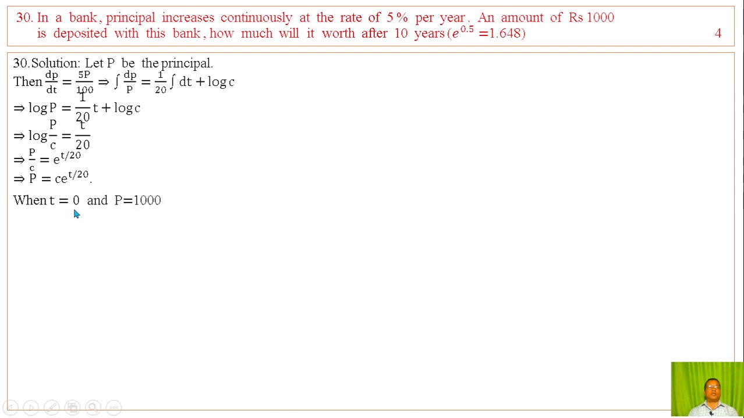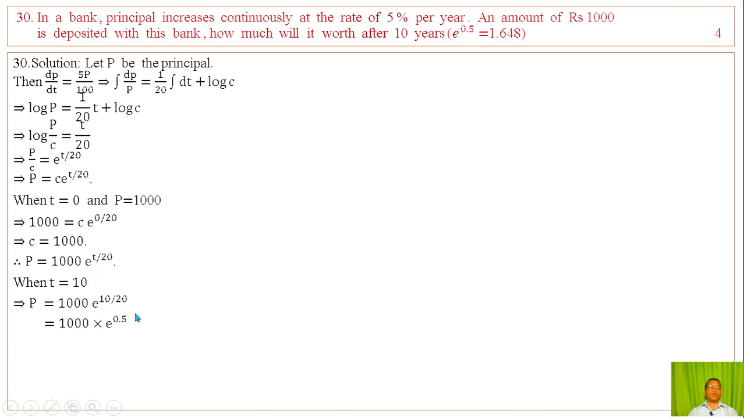When t is 0, initially, P value is 1000. From this we solve that C is 1000. Thus P equals 1000 times e to the power t by 20. When t is 10 years, t by 20 is half, 0.5. Taking the value of e to the power 0.5, we have rupees 1648. After 10 years, the amount is 1,648 rupees.